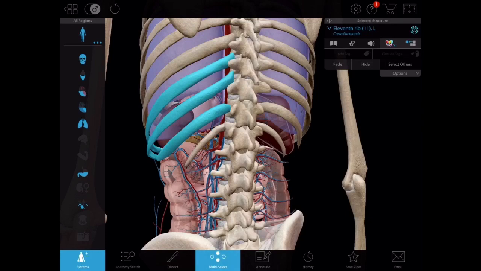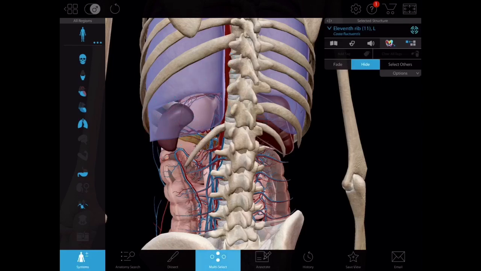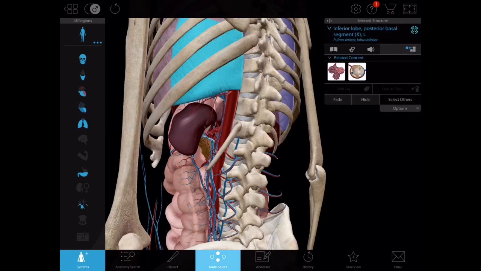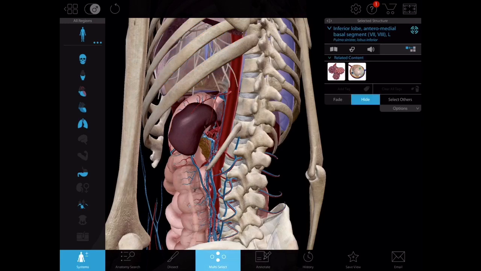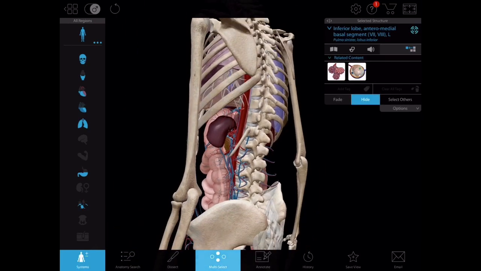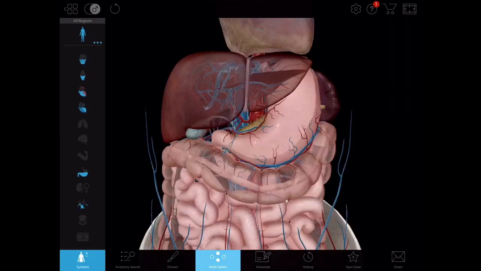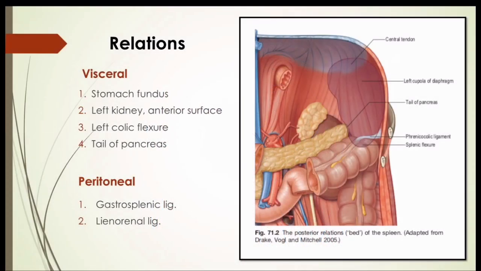Oh, I don't know if you remember this, but we have the left costodiaphragmatic recess of the pleura. Can you see that? There we go. And a slight part of the left lung. Okay, so posterior relations: diaphragm, left costodiaphragmatic pleura, lower aspect of the left lung, and 9th, 10th, 11th ribs along with the intercostal spaces. Great. Now that we know the morphology, let's speak a little bit about the relations.